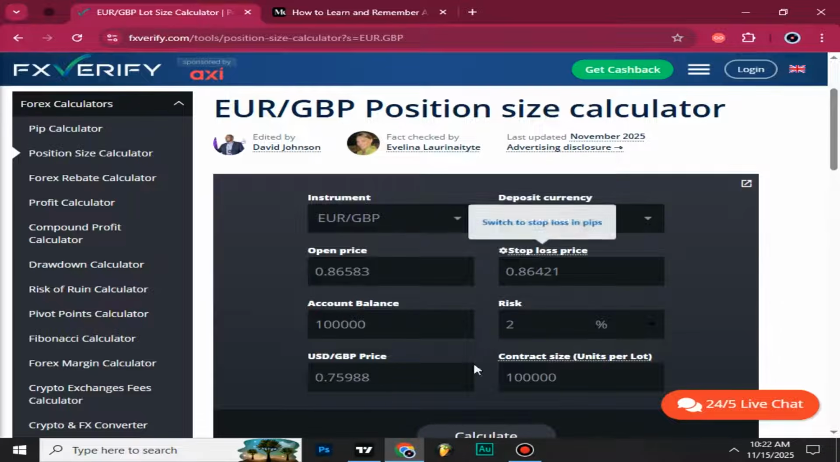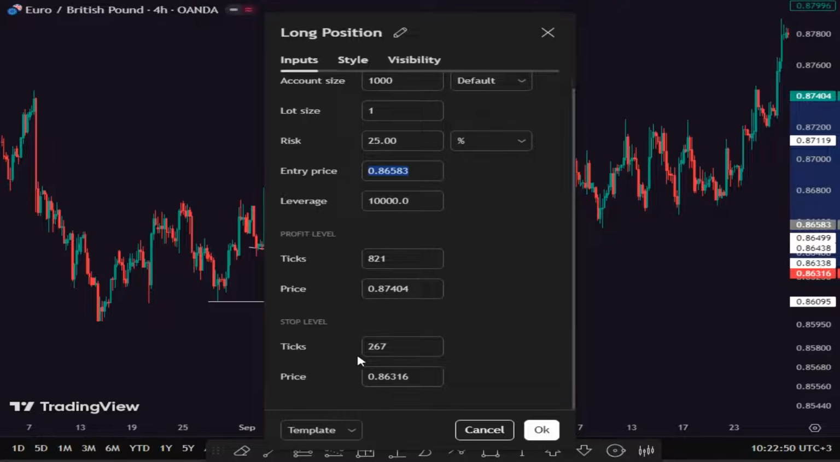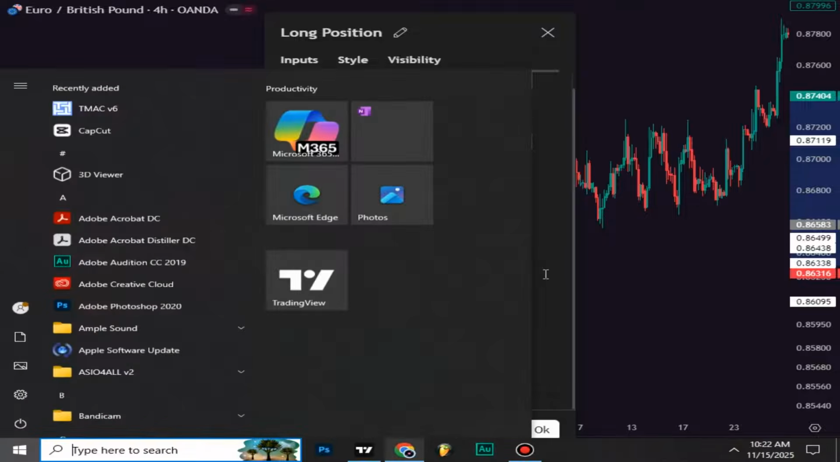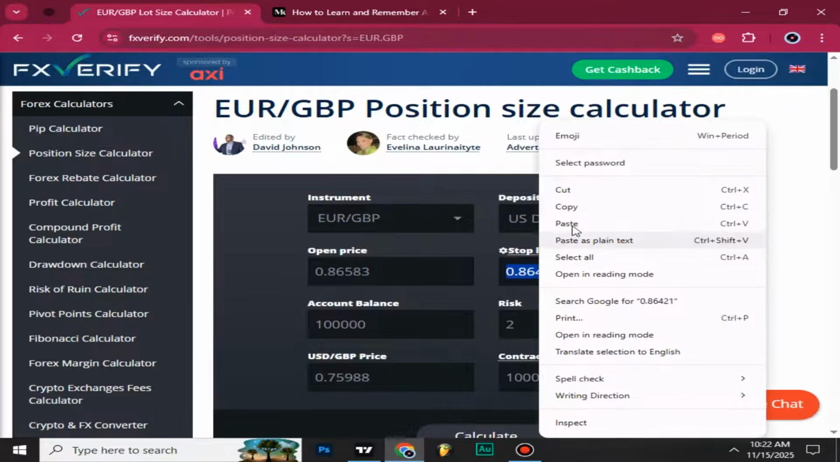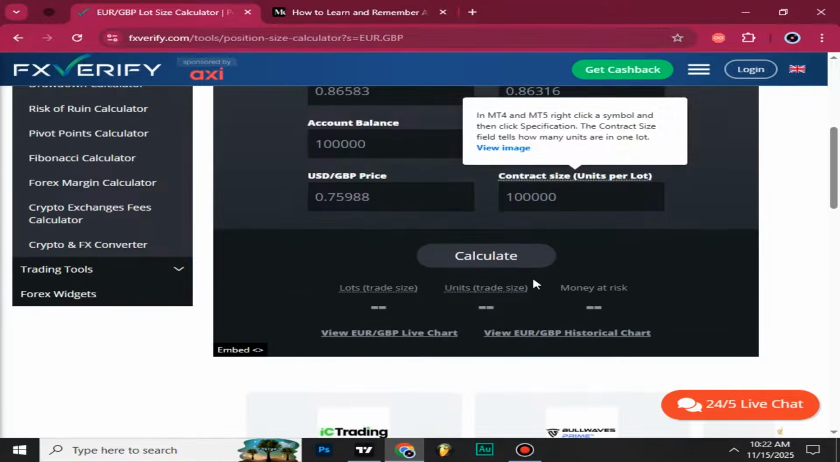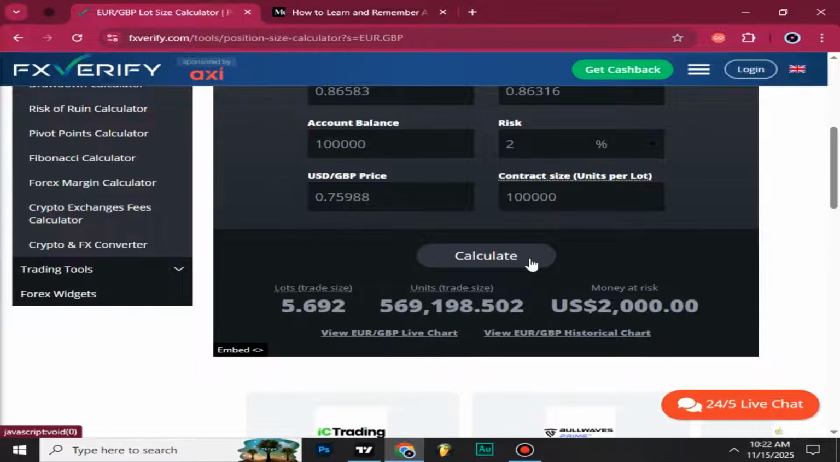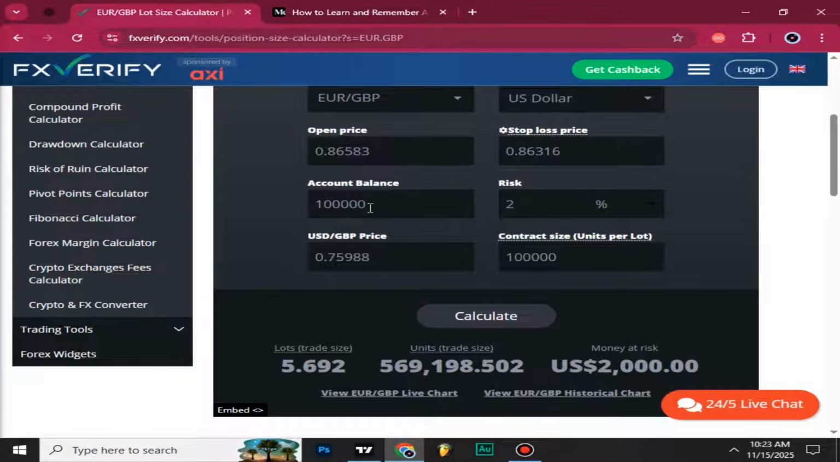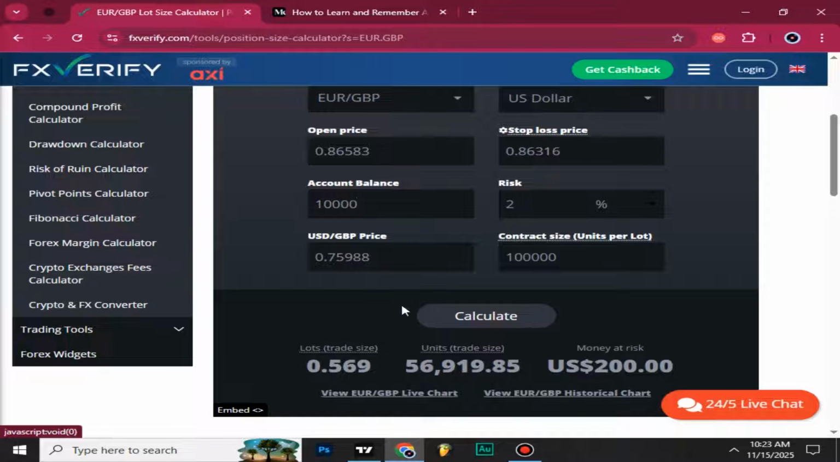Then the next thing, we go back to TradingView once again, and you take the stop loss level, copy that, and then paste it on our stop loss level right there. So the next thing you need to do is just hit calculate. So onto this, if I have, how much is this? This is huge. So let's say I have a $10,000 account right there. This is 10,000. Then I hit calculate. So you see, onto that trade, I'm supposed to use 0.56. Oh, this is 2%. I'm not really supposed to risk 2%. I'm supposed to risk 1%.